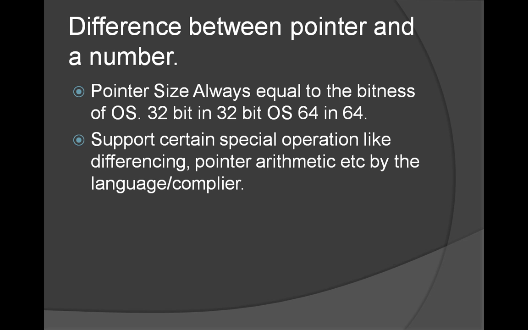But there are a few differences. The pointer size is always equal to the bitness of the operating system. For example, in a 32-bit operating system, the pointer size will always be 32-bit, or in a 64-bit one, always 64, or in a 16-bit one, it is 16-bit. The pointer variable supports certain special operations like dereferencing, pointer arithmetic, etc., by the language and the compiler. We're going to see these syntax complications later.